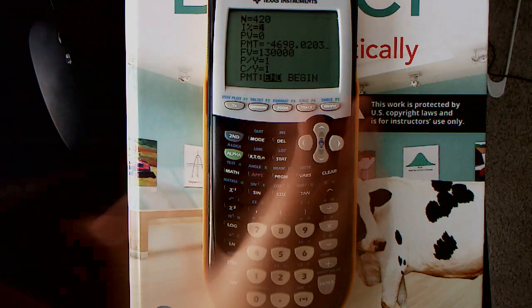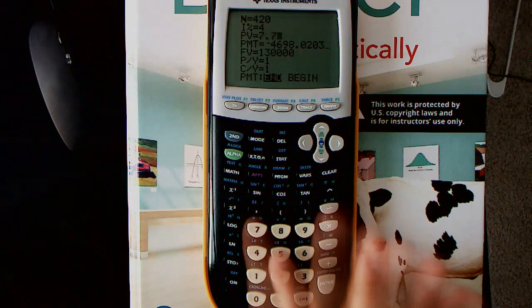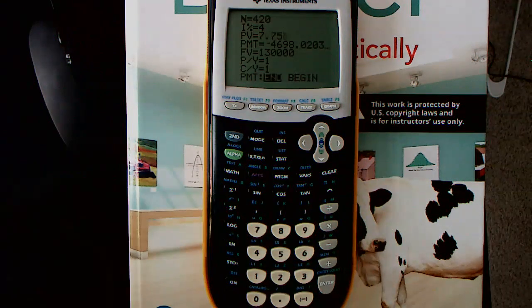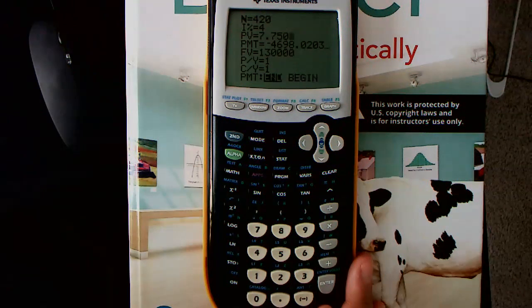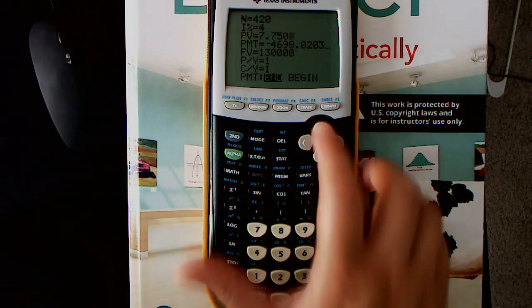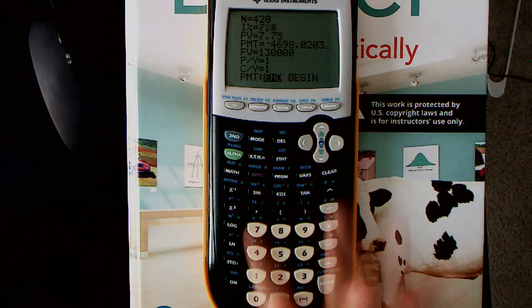Next, annual interest rate, 7.75. Oh, sorry, that's zero. Sorry. Go back. Yeah, annual interest rate is 7.75.